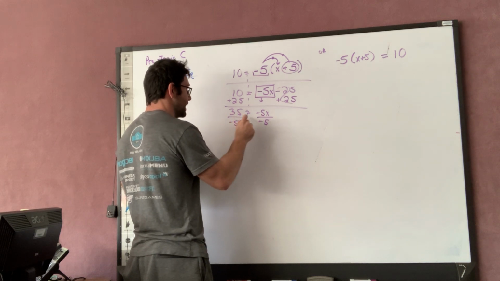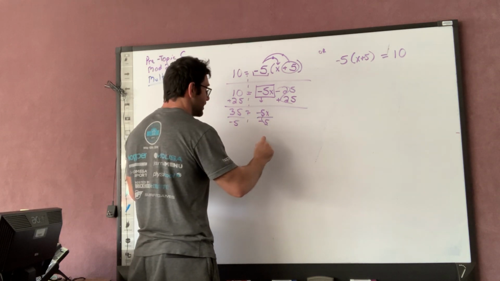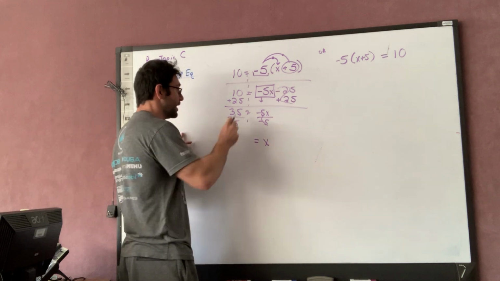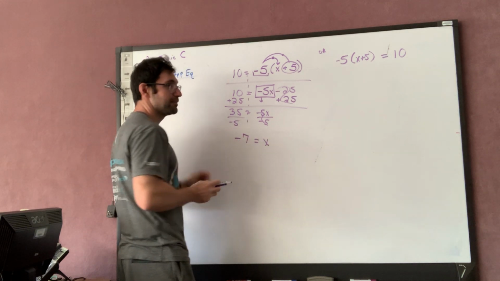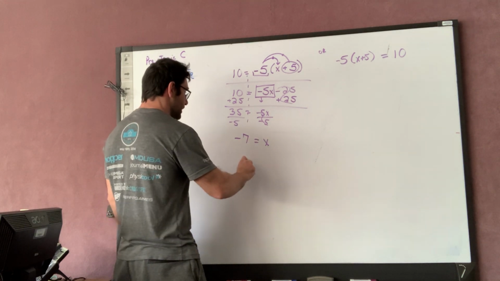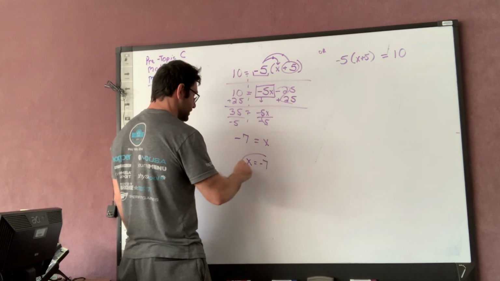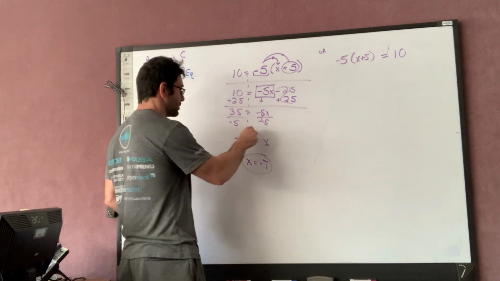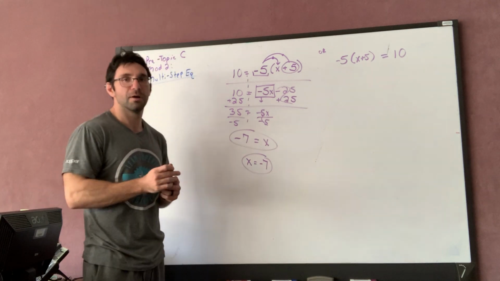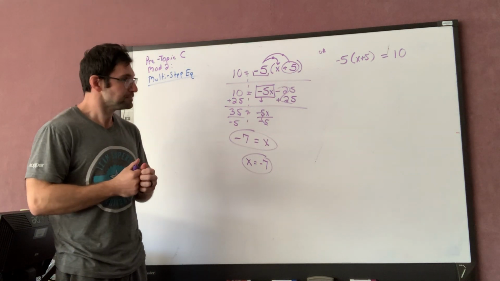Divide both sides by -5. Negative divided by a negative is positive. 5 divided by 5 is 1x. 35 divided by -5 is -7. Again, I can rewrite this as x equals -7. I prefer my variable first, but if you give me this, that's also all well and good.